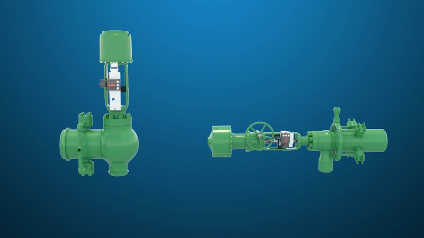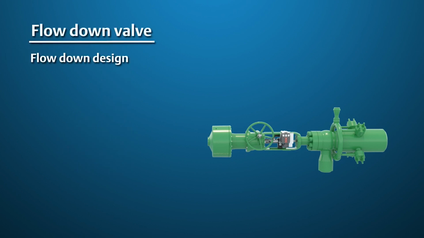There are two basic turbine bypass valve designs. Both combine a pressure-reducing valve with a de-superheater in a single valve. The first is the flow-down design. Flow-down means the flow through the valve flows down through the seat ring to the valve outlet.